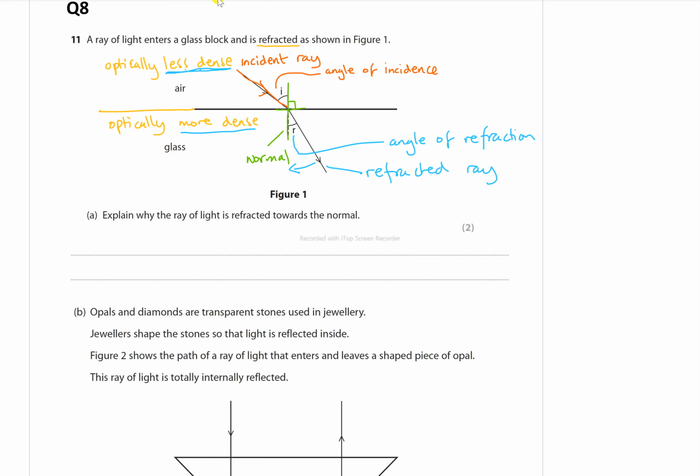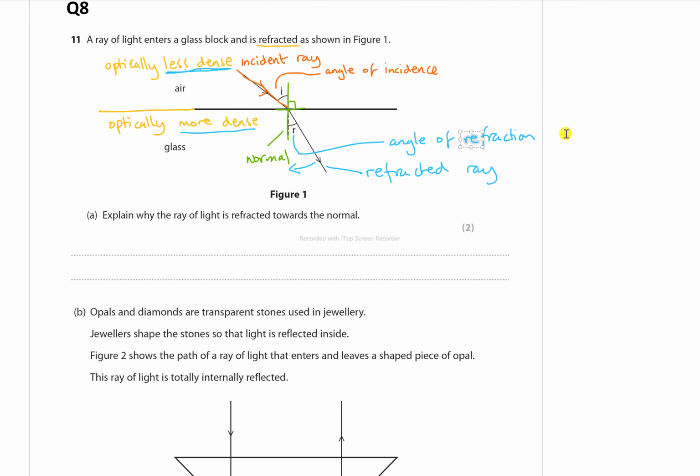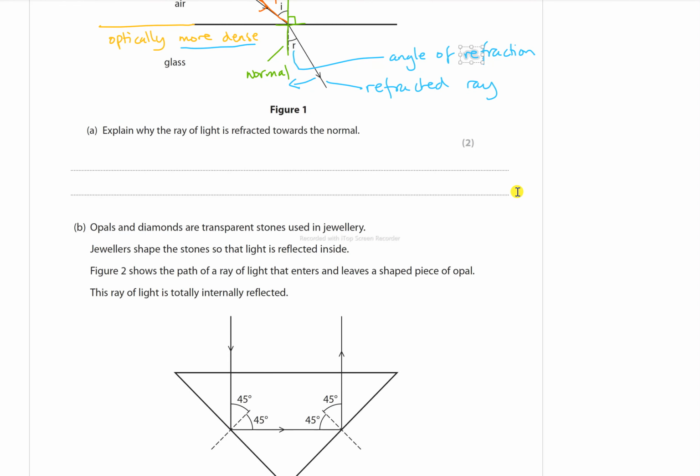Okay, so that's why. It moves from an optically less dense to an optically more dense medium, so it will move towards the normal, because the ray goes from an optically less dense to an optically more dense medium.